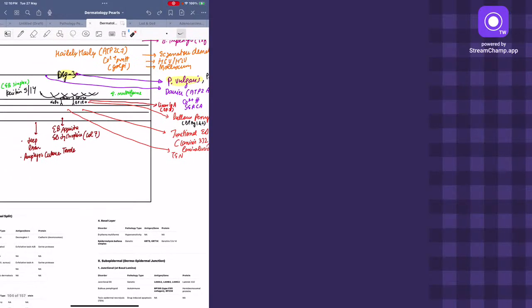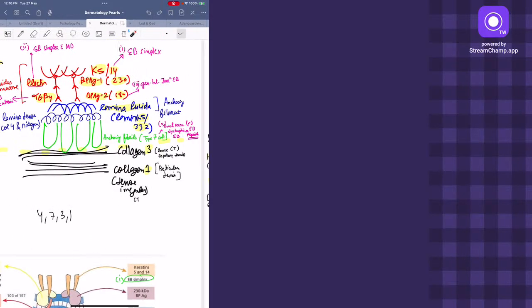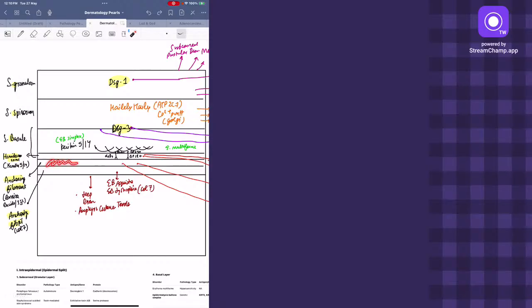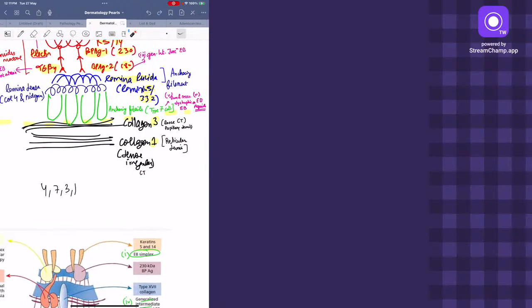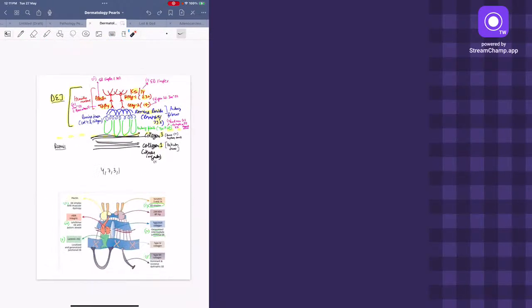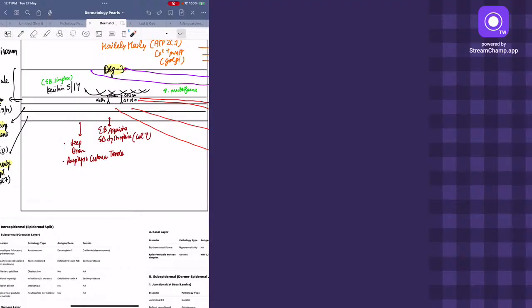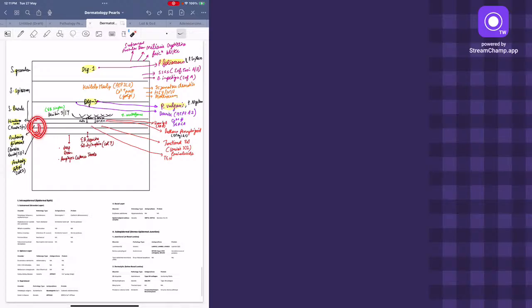Then we have toxic epidermal necrolysis, it is also in this layer which is anchoring filaments. Then we have anchoring fibrils. We have EB acquisita or EB dystrophica, as we have seen, collagen 7. And then we have deep burns, porphyria cutanea tarda. So in the dermoepidermal junction we have bullous pemphigoid, linear IgA, junctional EB, TEN, EB dystrophica, EB acquisita, deep burns, and porphyria cutanea tarda.